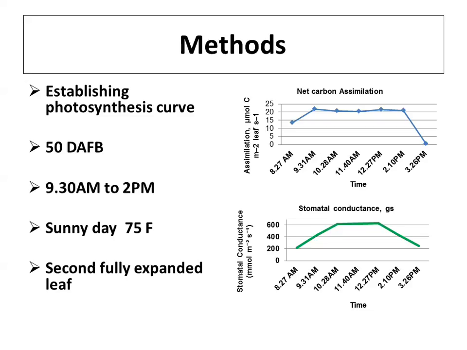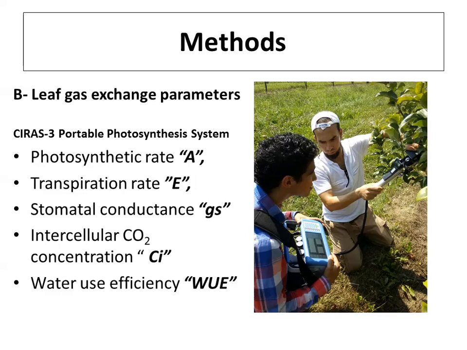We picked a sunny day with 75 Fahrenheit temperature, and we chose the second fully expanded leaf on every spur. For this, we had 3 fruited spurs and 3 defruited spurs per cultivar, so a total of 36 in almost 3 hours. We were riding the Kubota together and moving from tree to tree, from spur to spur, to take all of these measurements.